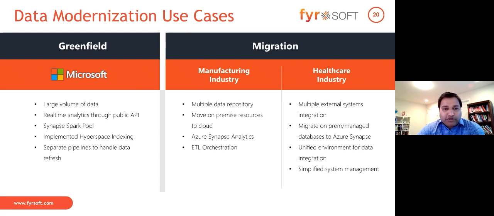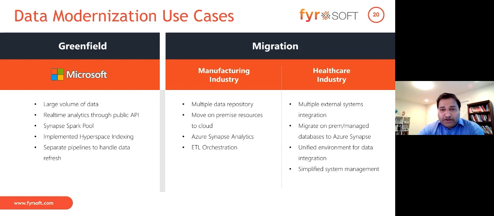The data is supposed to be provided to the customers through an API, and it has to go through a lot of processing in the data lake, and it took a lot of latency to get the data to the customers. So that case study is more about how Synapse Spark pool helped us accelerate the time to insights and bring that value to the customer. And we also implemented Hyperspace indexing that made the queries run much faster. I'll be sharing some data on that as well.